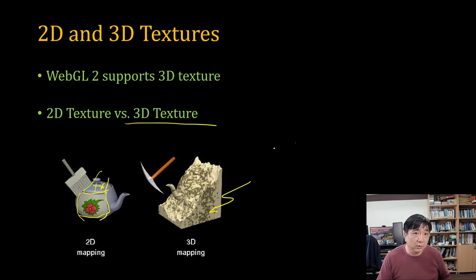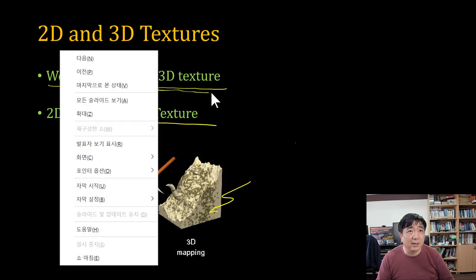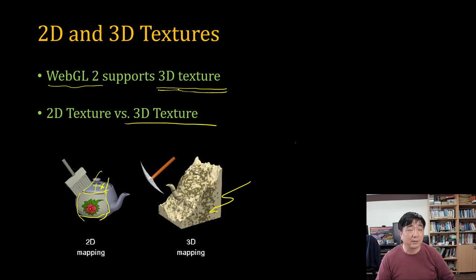But unfortunately, WebGL 1 does not support 3D texture. In the case of WebGL 2, I cannot say it is exactly 3D texture, but we can get an effect similar to 3D texture. We can define multiple textures and get something very similar to 3D texture, okay?